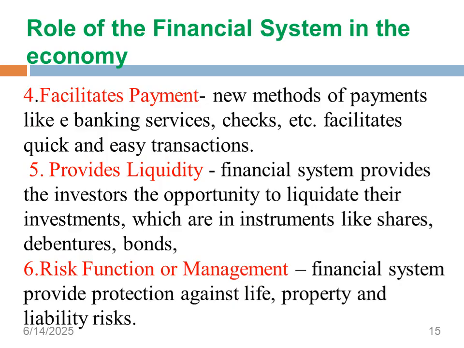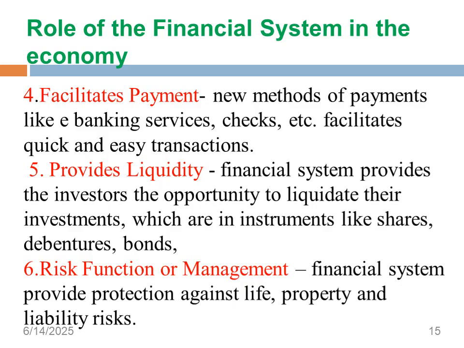The other is providing liquidity. The financial system provides investors the opportunity to liquidate their investments in instruments like shares, debentures, and bonds. Liquidity means the ease with which an asset can be converted into cash. The financial system provides markets like stock exchanges or money markets where investors can quickly sell assets if they need cash. Example, selling shares on the stock market and getting money within a few days is a kind of providing liquidity.